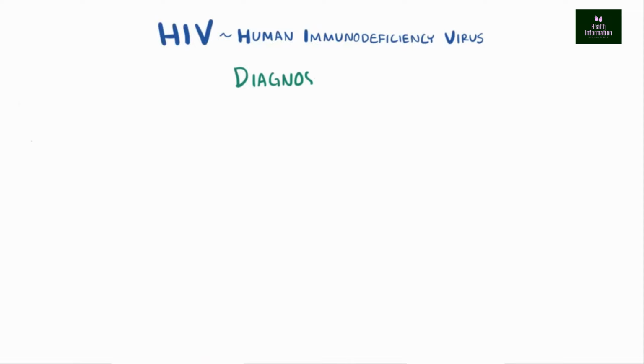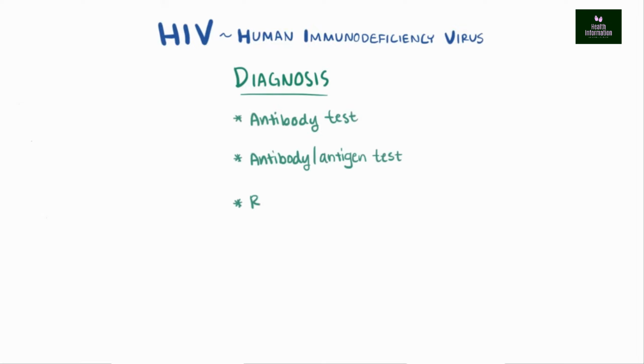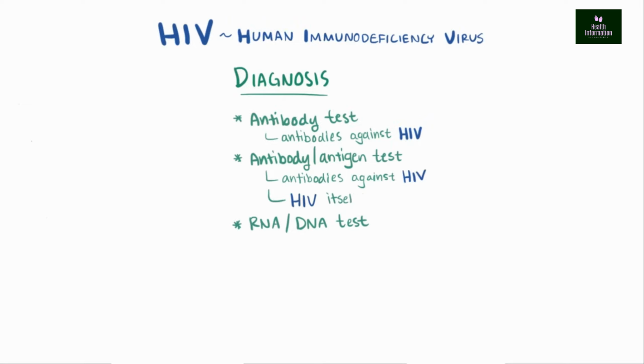As far as diagnosis goes, there are a few types of HIV tests that can be done: antibody tests, antibody/antigen tests, and RNA/DNA tests. Antibody tests look for antibodies that the body's made against HIV. Antigen tests look for the virus directly. So antibody-antigen tests detect both antibodies to the virus as well as the virus itself. RNA tests screen for viral RNA, so they also detect the virus directly.